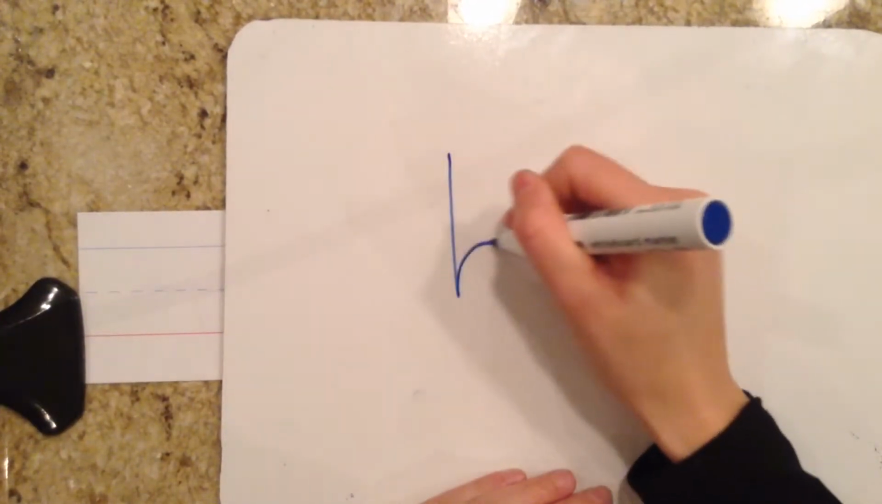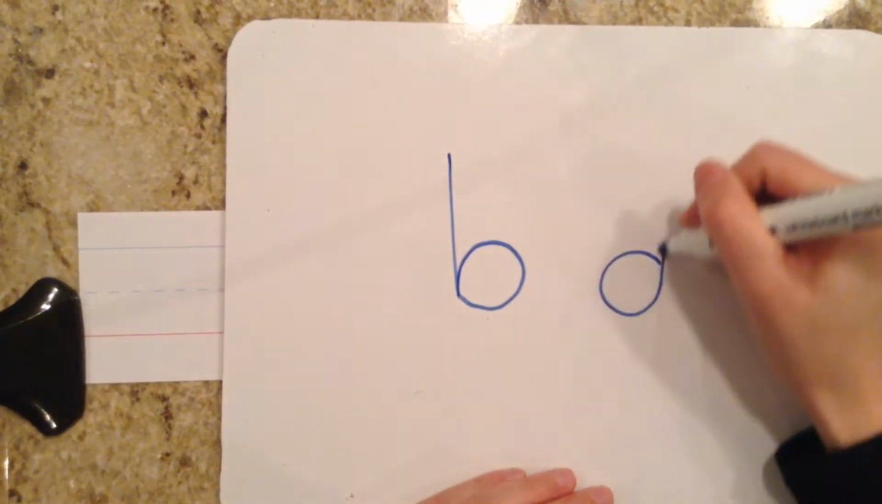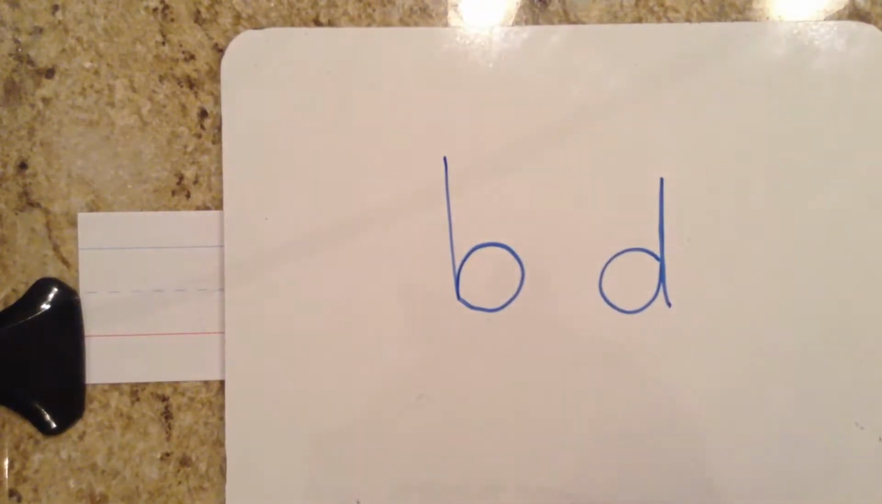Hi everyone, it's time to do some printing. Today we'll be talking about two particularly difficult letters, B and D. Lowercase b and lowercase d, well, they look really similar. There's a couple of tricks that can help you tell them apart from one another.